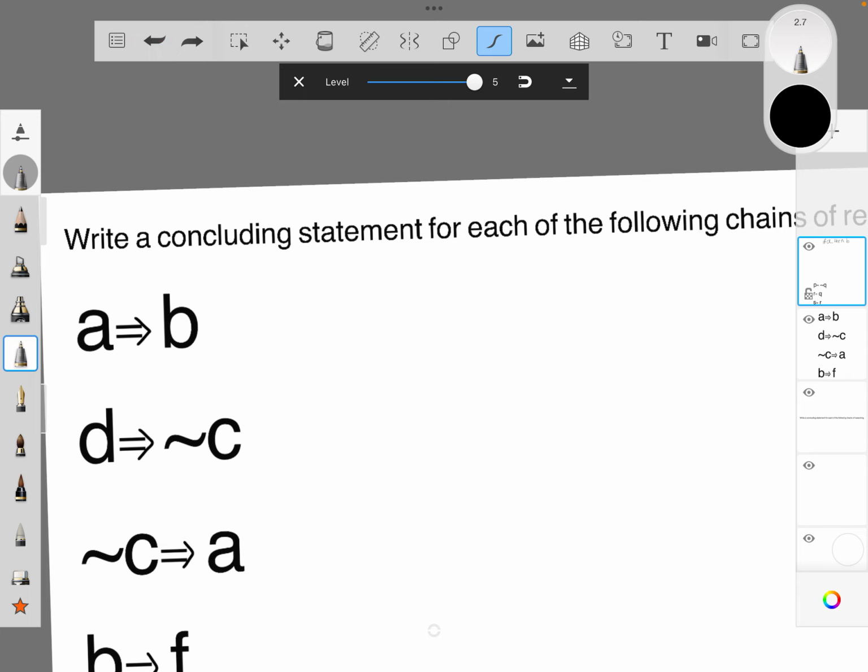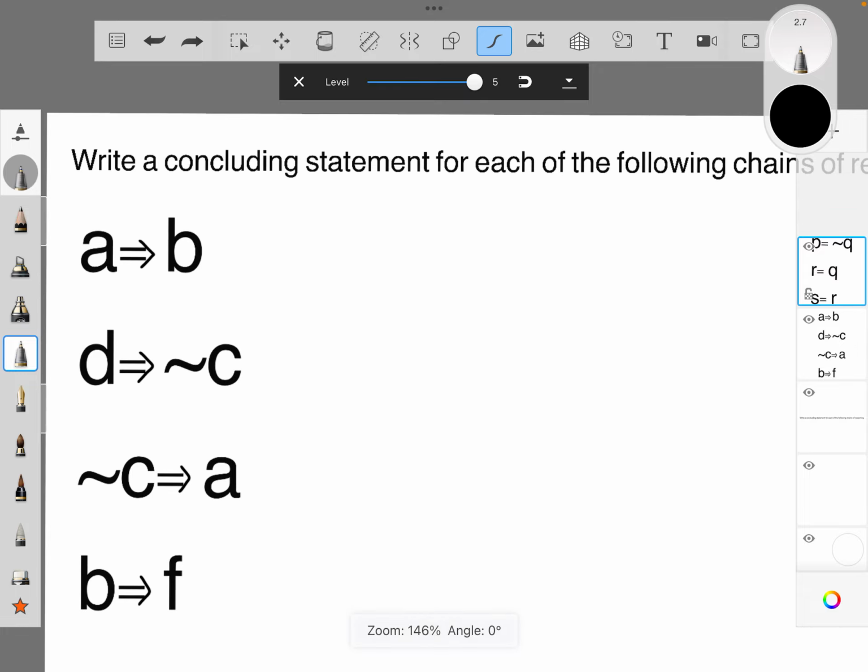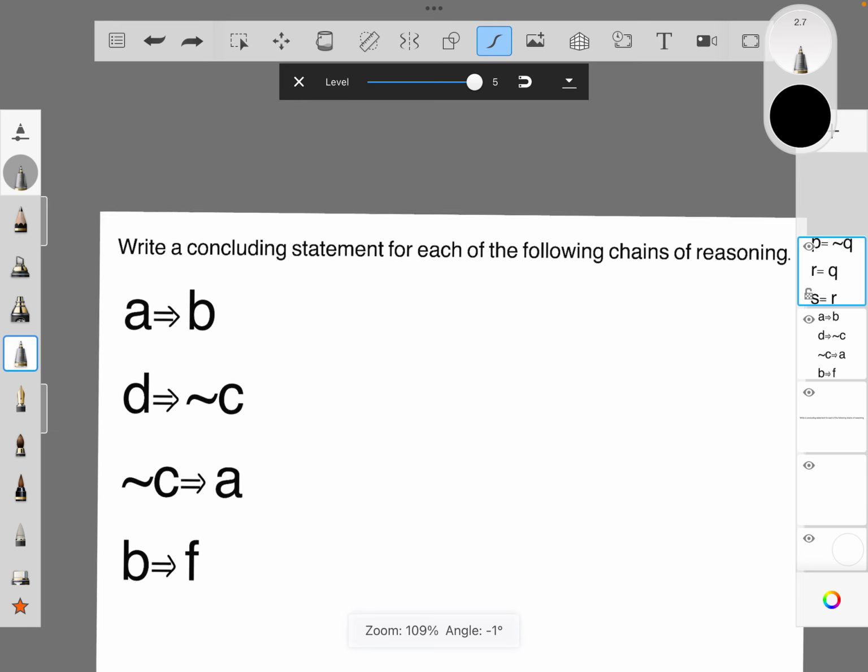Now, for conditional statements, you can also have inverses, converses, and contrapositives, but I'll dive into that in a different video. So we're asked to write a concluding statement for each of the following chains of reasoning.